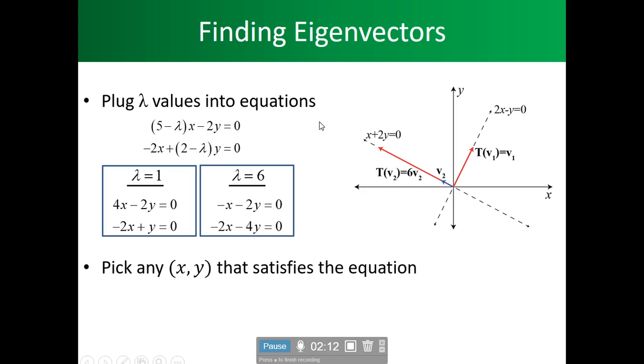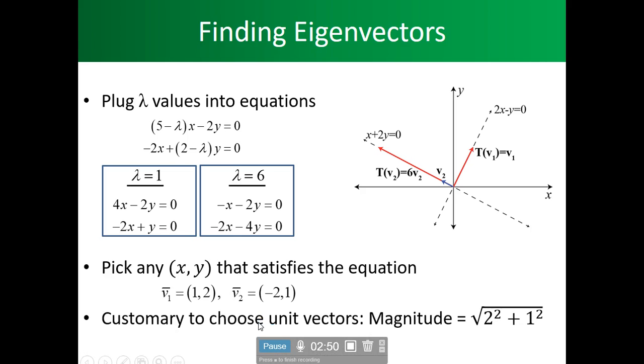Then we're able to pick any point across these vectors that will satisfy the equation. And so we'll pick, we go over 1 in x and up 2 in y. We see that correlates with our v1. We see our v2, we go over 2 and we go up 1, and we see that correlates with that line, with that equation. So we're able to use those.